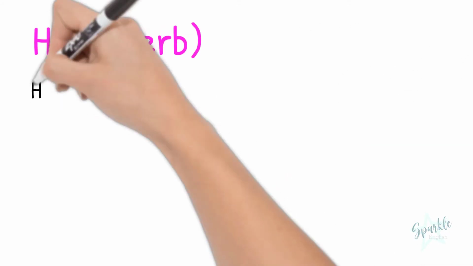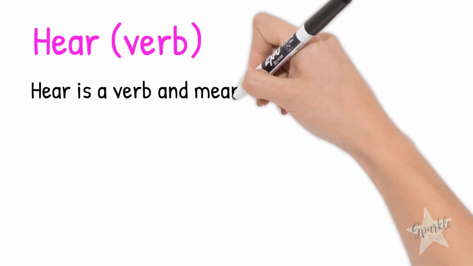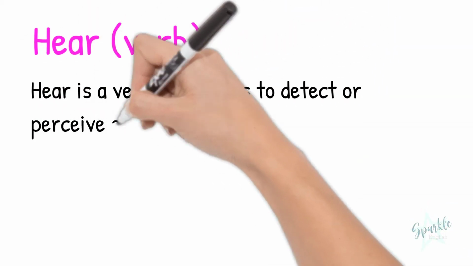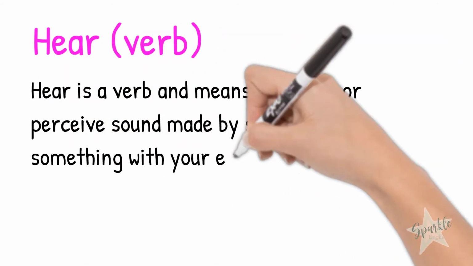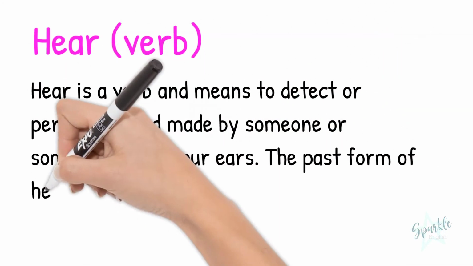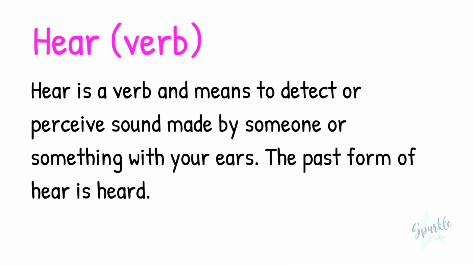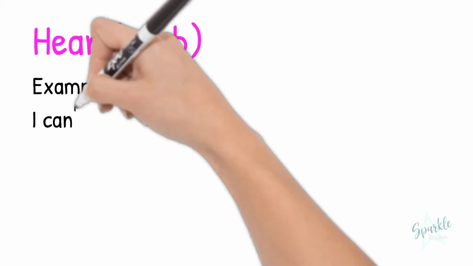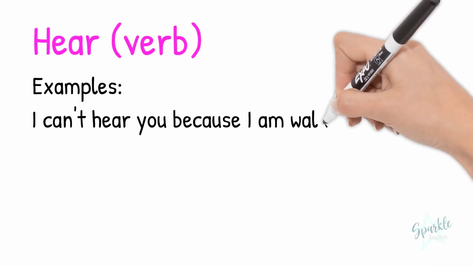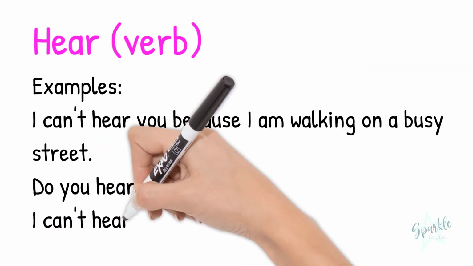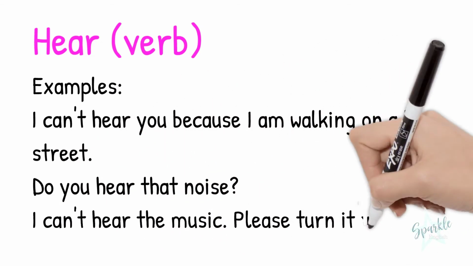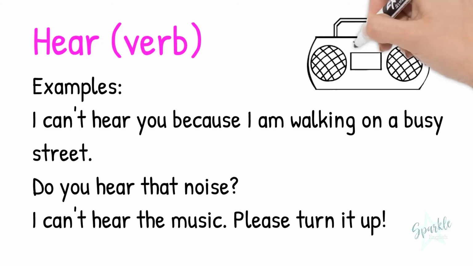Hear, spelled H-E-A-R, is a verb and means to detect or perceive sound made by someone or something with your ears. The past form of hear is heard. Let's look at some examples. I can't hear you because I am walking on a busy street. Do you hear that noise? I can't hear the music. Please turn it up.